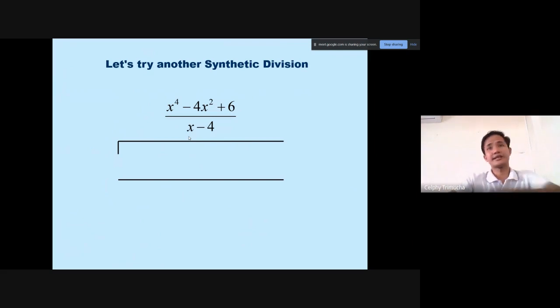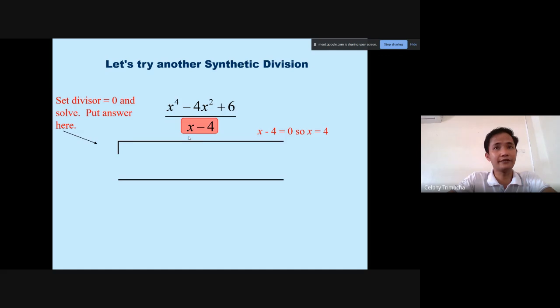Okay, let's try another synthetic division. Given the equation x to the fourth minus 4x squared plus 6 all over x minus 4. So we are given raised to the power of 4. But take note, we have missing terms. We have no x cubed, and we have no linear term. So if there is none, we substitute 0. So our divisor will be, we equate it to 0, x minus 4 is equal to 0. So x is equal to positive 4.